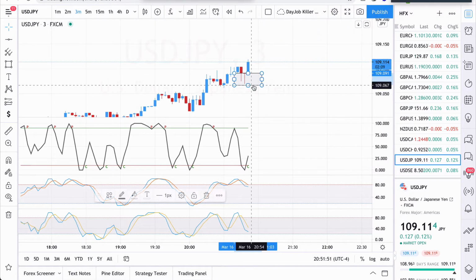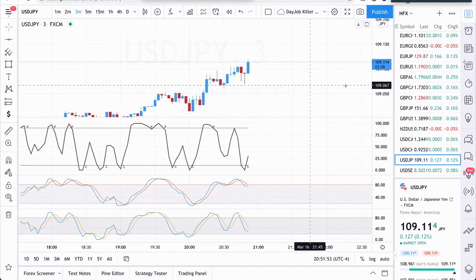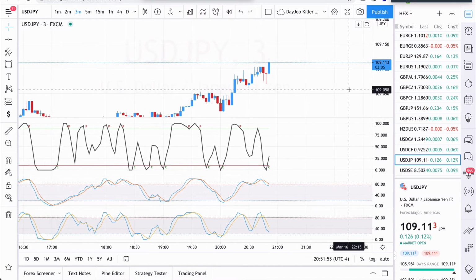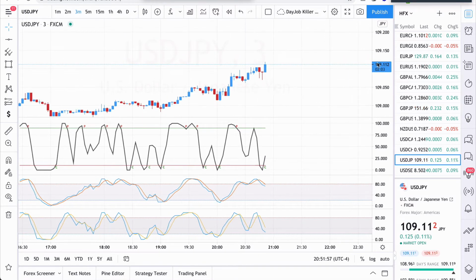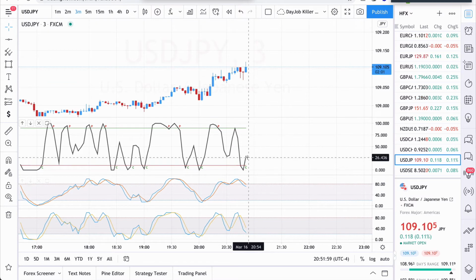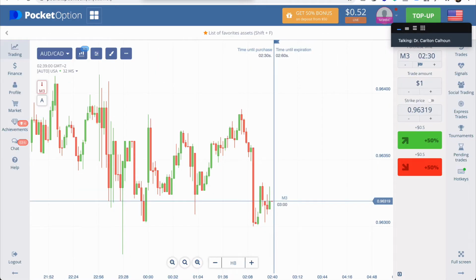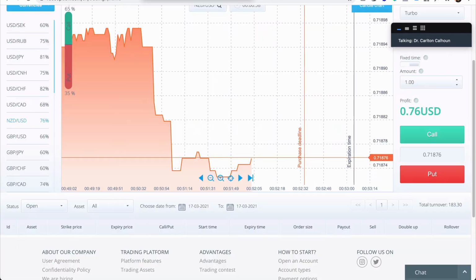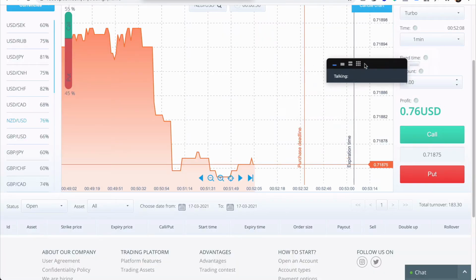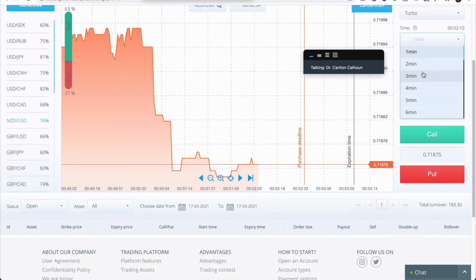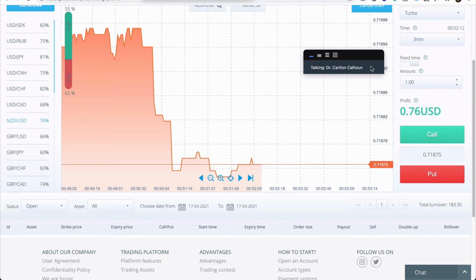But for tonight, we are looking for ideal setups. Not going to force anything. If we see a setup where we get the confirmations, we're going to take that trade. So let me make sure my broker is set up. 3 minutes. All right.